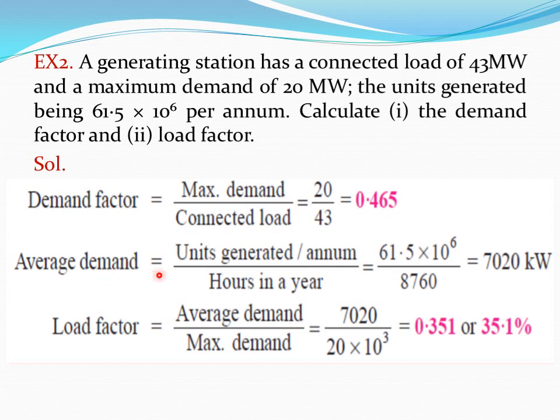Next is your average demand. In the question they have given you the units per year. So the average demand is the units generated per year divided by the hours in the year. Units generated is 61.5 into 10 power 6, and hours in a year is 24 into 365. So you will get this value.